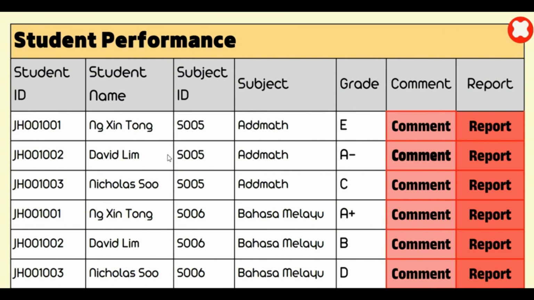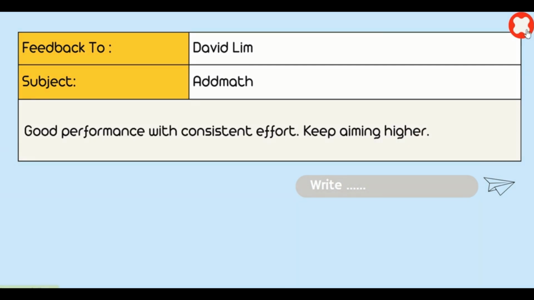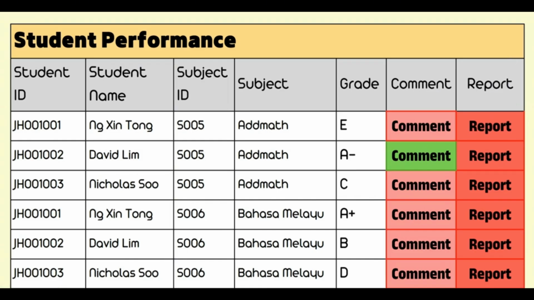Then if I want to comment on a specific student such as David Lim with his subject MF grade A-, I just comment here. Then after that, I write something. After that, as you can see, the comment is now green.